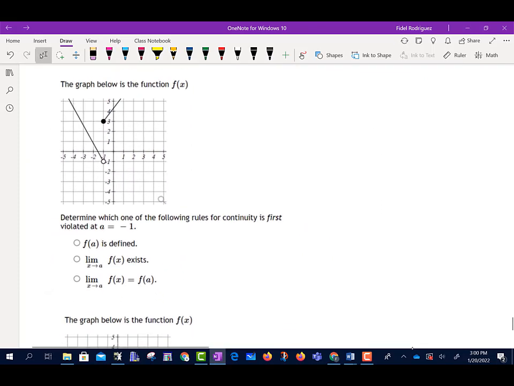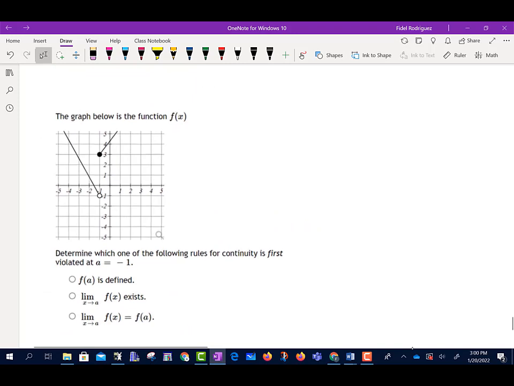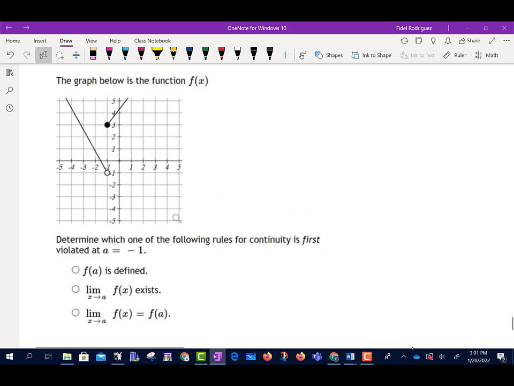Alrighty, so now let's take a look here. It says the graph below is a function f of x. Again, y'all, I took these problems directly from your homework. Let's see, determine which one of the rules for continuity is first violated.